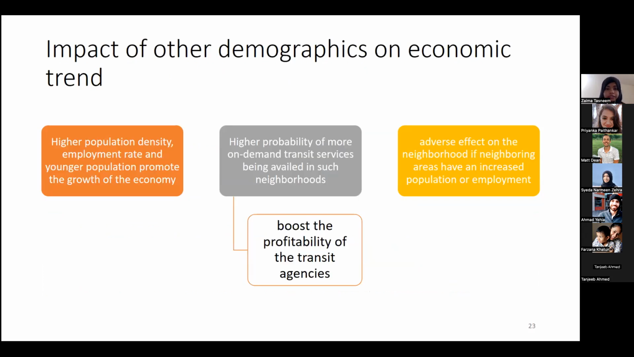Now, apart from these accessibility and connectivity factors, we have also looked into other demographics such as population density, employment rate, and younger population number as well. And we have seen that it also promotes the growth of economy in a particular region. In addition, it also increases the chances of more on-demand services being availed in a certain neighborhood, which in turn boosts the profitability of the transit agencies as well. However, if the neighboring areas have an increased population or employment, then that is seen to have an adverse effect on that particular neighborhood.